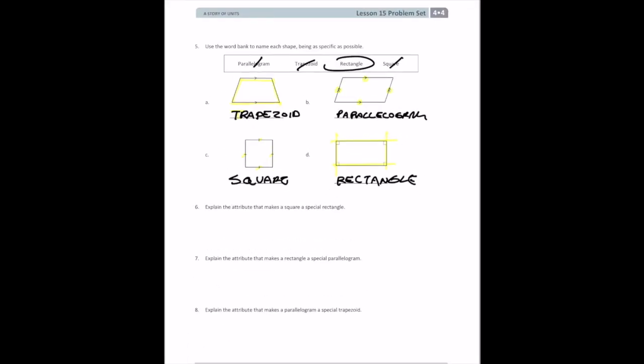6, explain the attribute that makes a square a special rectangle. And we already saw this in number 4, and we're seeing that also here in 5C above it. What makes a square a special rectangle? And the answer? All sides are the same length.